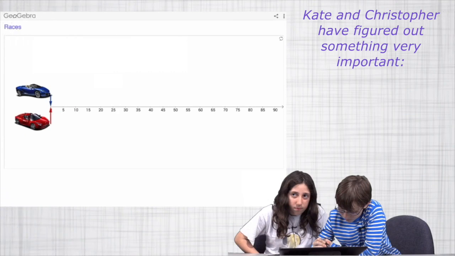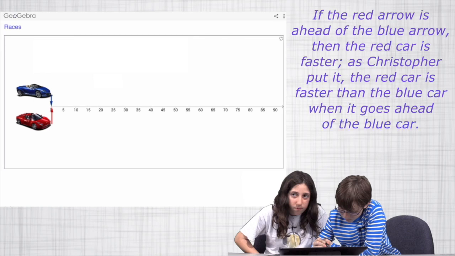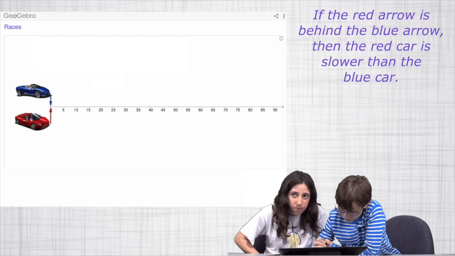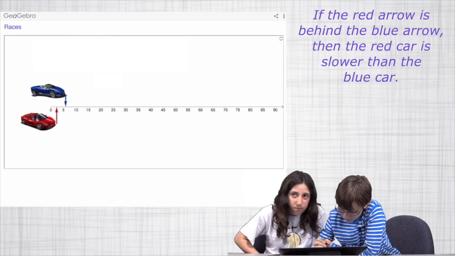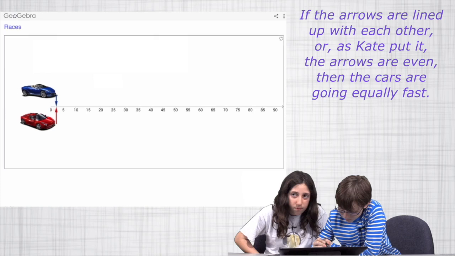Kate and Christopher have figured out something very important. They can tell when the red car is going faster or slower than the blue car by watching the red and blue arrows. If the red arrow is ahead of the blue arrow, then the red car is faster. As Christopher put it, the red car is faster than the blue car when it goes ahead of the blue car. If the red arrow is behind the blue arrow, then the red car is slower than the blue car. If the arrows are lined up with each other, or as Kate put it, the arrows are even, then the cars are going equally fast.